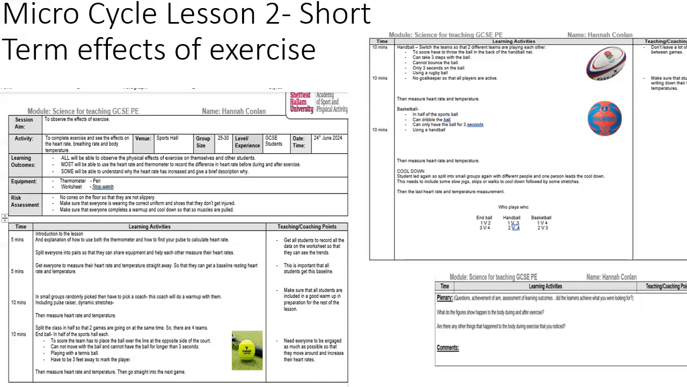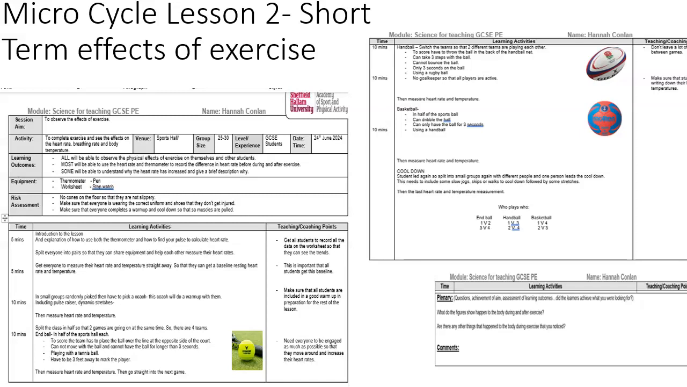To start the lesson, all students would take a resting heart rate and temperature, then go into a student-led warm-up in small groups. This is where one leader is nominated to run the warm-up, which allows time for the teacher to set up all the equipment and get ready.